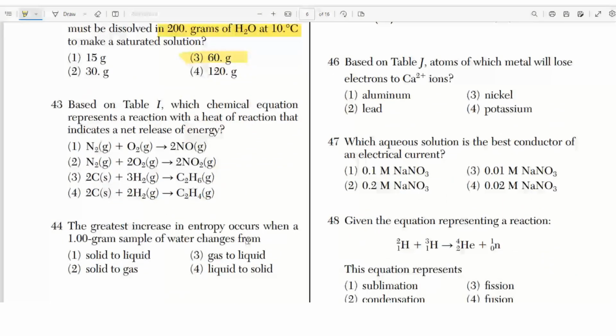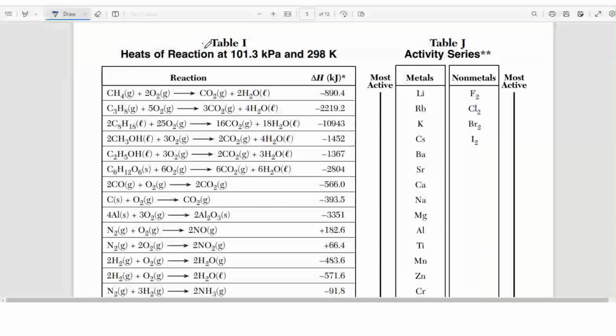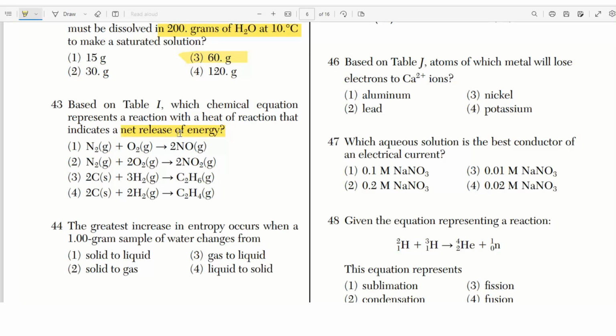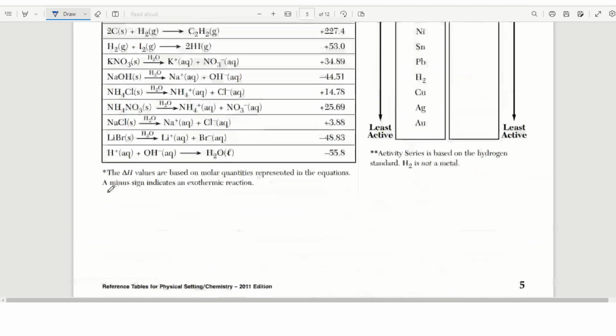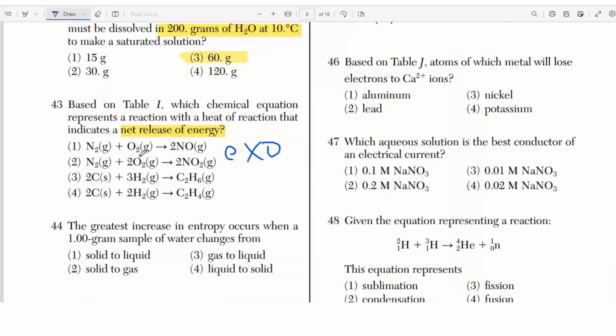Based on table I, which chemical equation represents a reaction with a heat of reaction that indicates a net release of energy. Okay, that was really super weirdly worded. Okay, so first I know I need to look at table I. So let's just get there. Okay, here we go, table I. A net release of energy. Okay, let's go down here. A minus sign indicates exothermic. So I'm going to be looking for a minus sign. And here are my reactions.